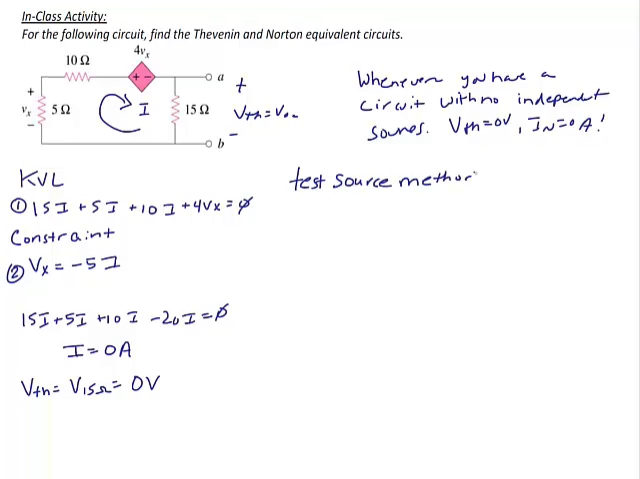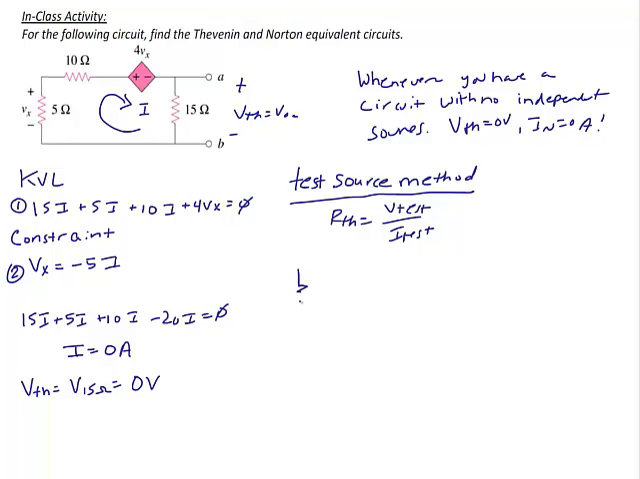For the test source method, you put either a voltage source or a current source across terminals A and B, and R Thevenin is going to equal V test over I test. Remember, if when you do this, V test or I test is a negative number, you take the absolute value. You don't ever give a negative resistance as your final answer.